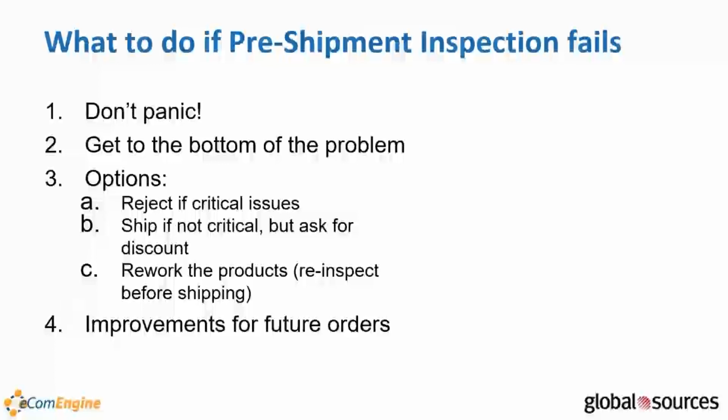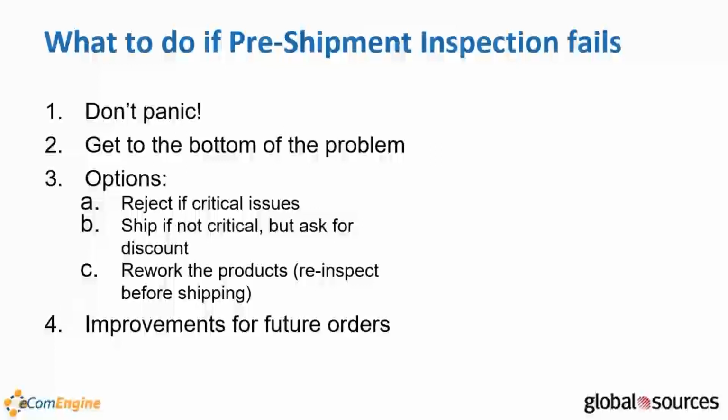The second option is to ship the goods, but insist on getting a discount from your supplier. Another option is to rework the goods, sort out all the defects, and then get the supplier to do a re-inspection before the products are shipped again.